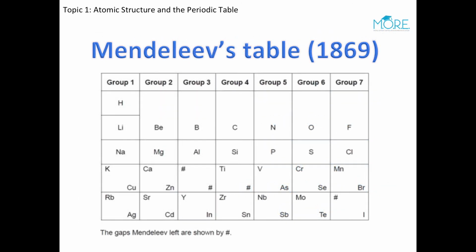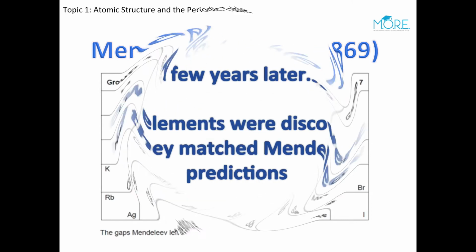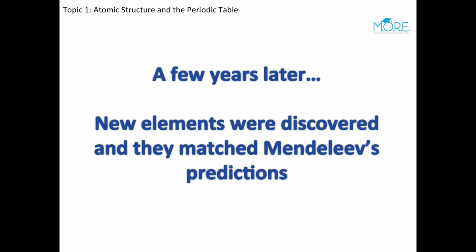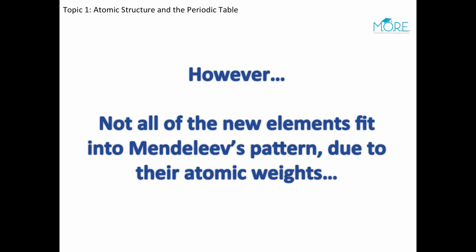So here is Mendeleev's table. As you can see, he has left gaps which allowed room for when new elements were discovered. A few years later, new elements were discovered and they matched Mendeleev's predictions. However, not all of the new elements fit into Mendeleev's pattern due to their atomic weights. He changed their order where necessary to keep the elements with similar properties in the same group.